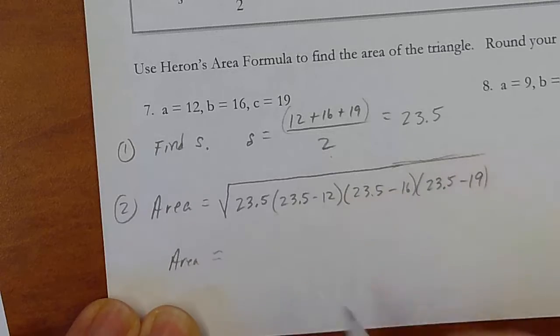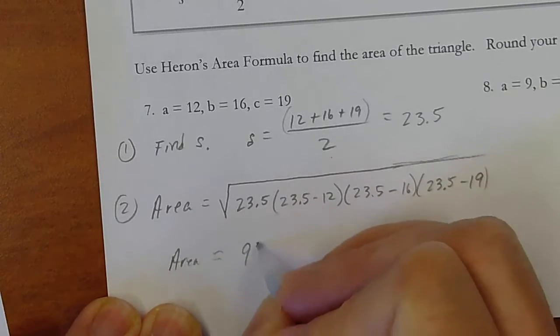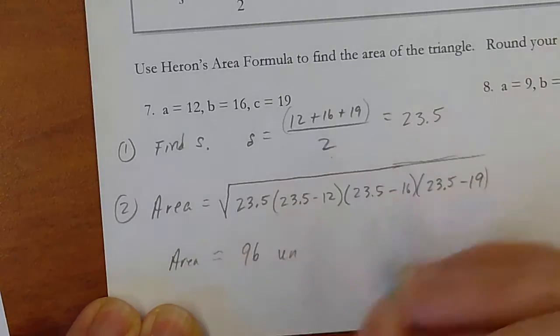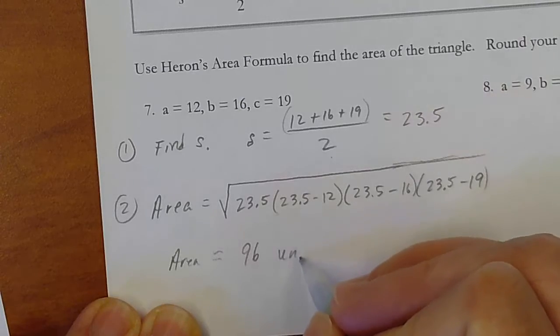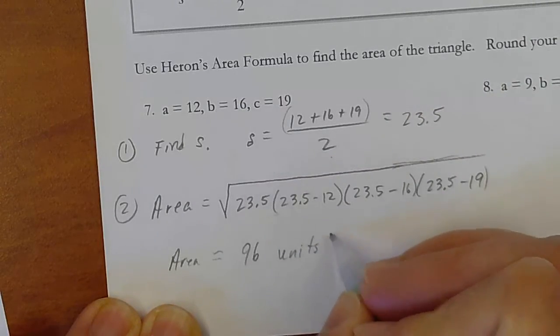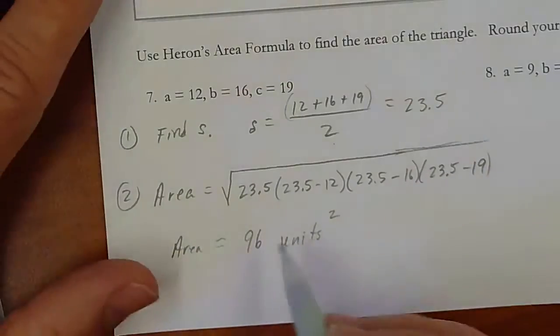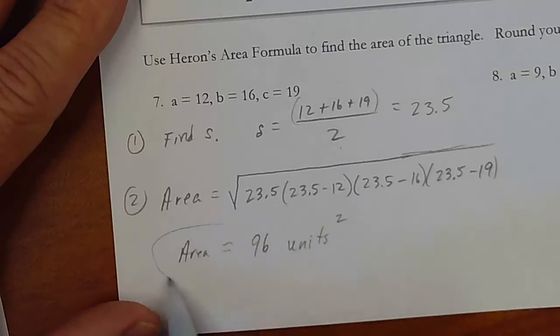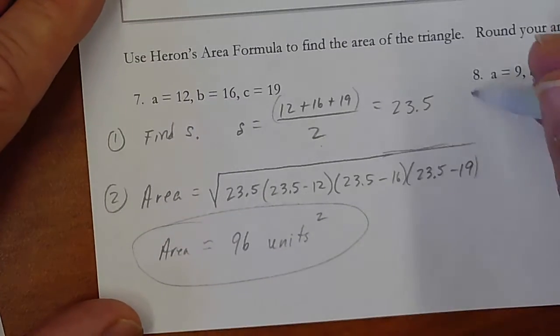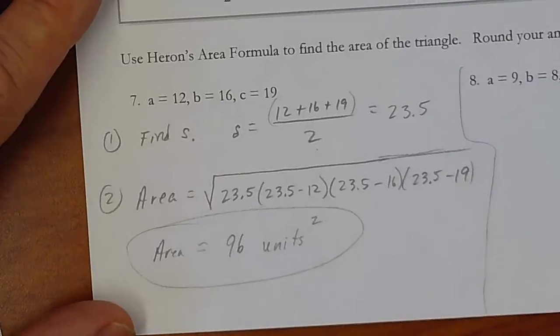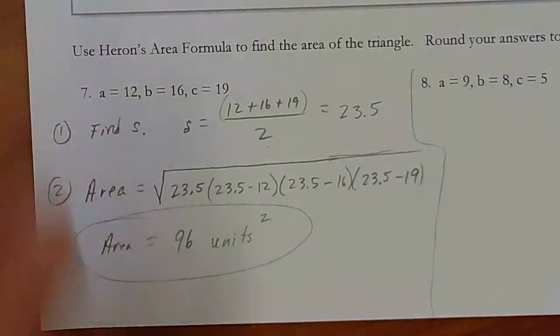Okay, so you'll practice punching in a moment. I already punched it in. 96, and if they give you units, we'll say feet squared, inches squared, whatever. I'll create that habit right now. So 96 units squared. Okay, you try for 8.